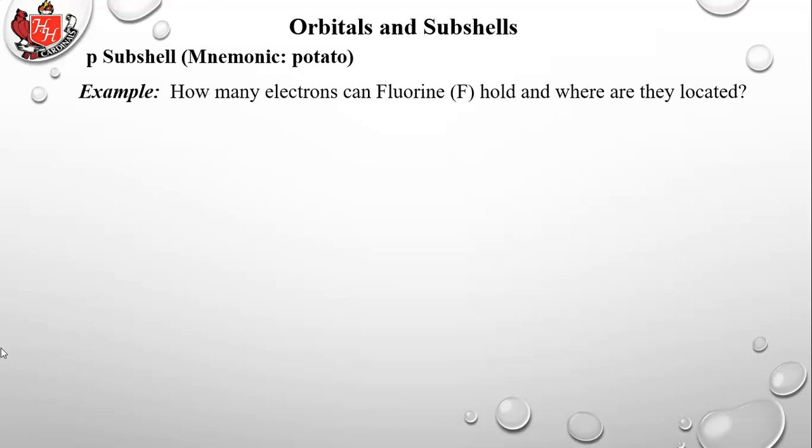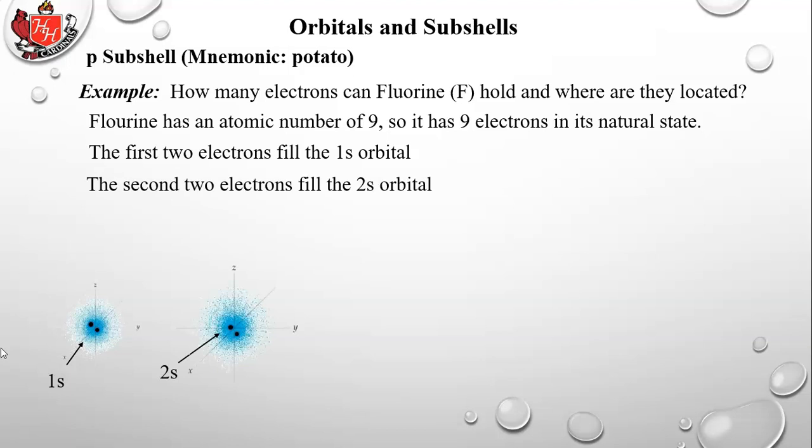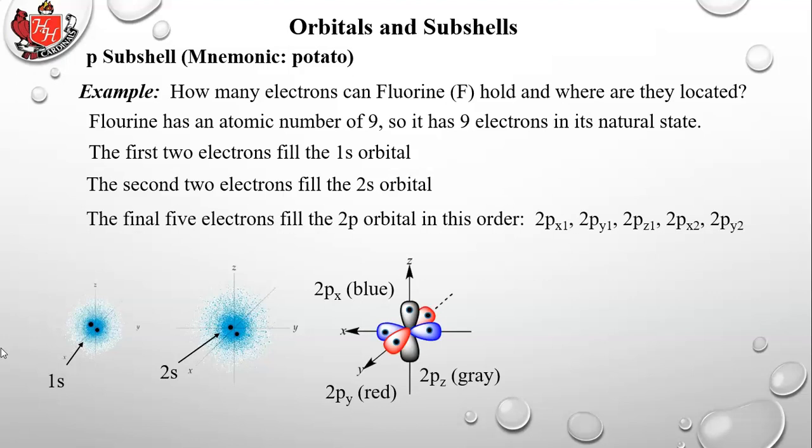So, how many electrons can fluorine hold, and where are they located? Fluorine has an atomic number of 9, so it has 9 electrons in its natural state when it's not ionized. The first 2 electrons fill the first orbital. The second 2 electrons fill the 2s orbital. And then the final 5 electrons fill the 2p orbital in this order: 2px1, 2py1, 2pz1, then 2px2, then 2py2.